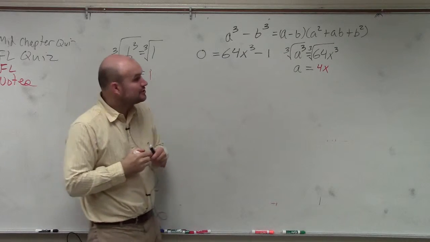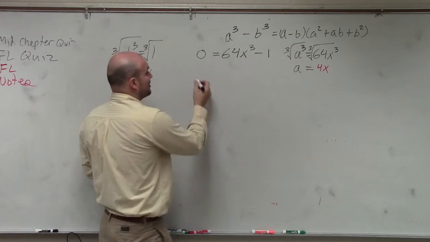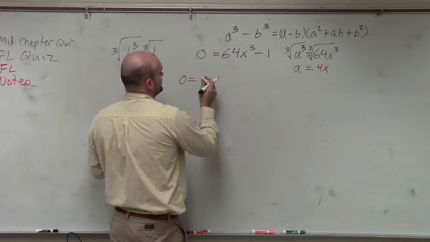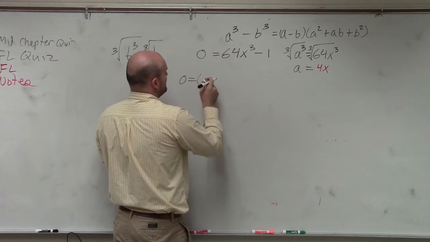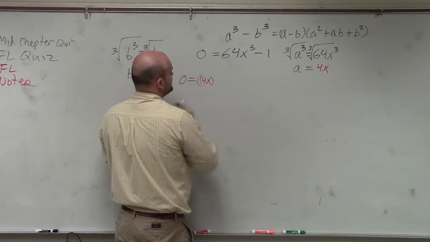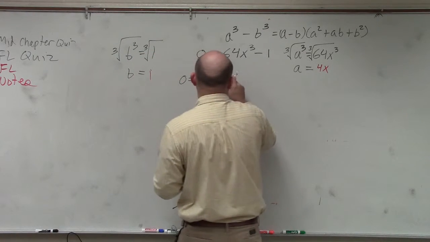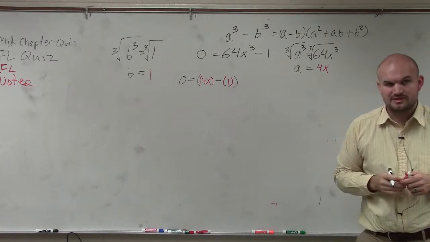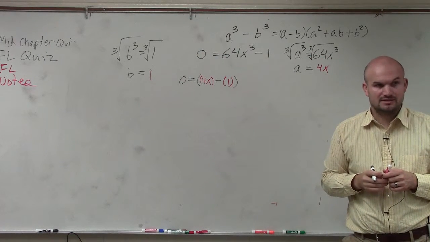OK, so now to write this in factored form, this is all I asked you guys to do for your homework. You're just going to plug in a. You're just going to plug in 4x for a. I always like to put in parentheses. And then put in 1 for b. Does everybody see how I plugged in 4x and 1?